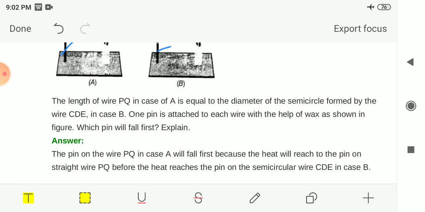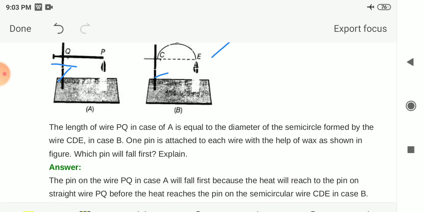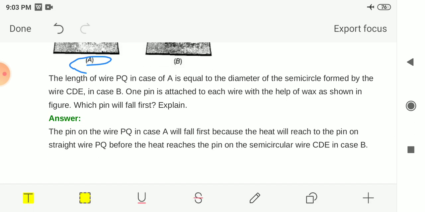So the pin on the wire PQ, that is in this case, will fall first because the heat will reach the pin on the straight wire PQ sooner. Because for the heat to reach the pin on the semicircle wire CDE, it will take some time. So in the case of A, the pin at the point Q will fall first as compared to the pin which is fixed at the point C. So here the answer is given to you.